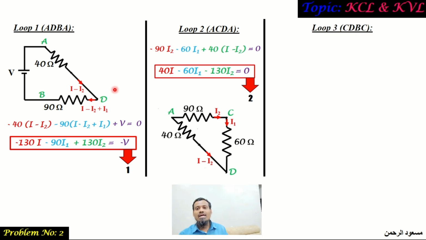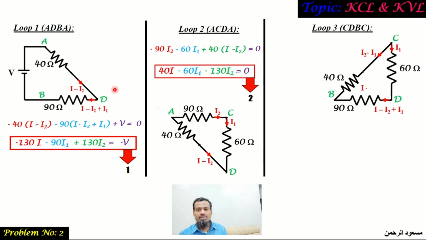So let us come to the last loop, loop number 3, which is CDBC. So this is the loop we considered. We will travel from C to D, where the travel direction and the current direction are again the same. So we start with the minus with the particular branch voltage, which is this one, and D to B, again the travel direction and the assumed current direction are the same. So again it is a potential drop with this much voltage.